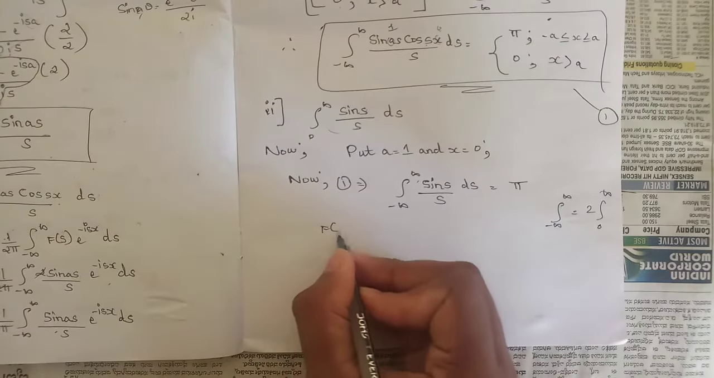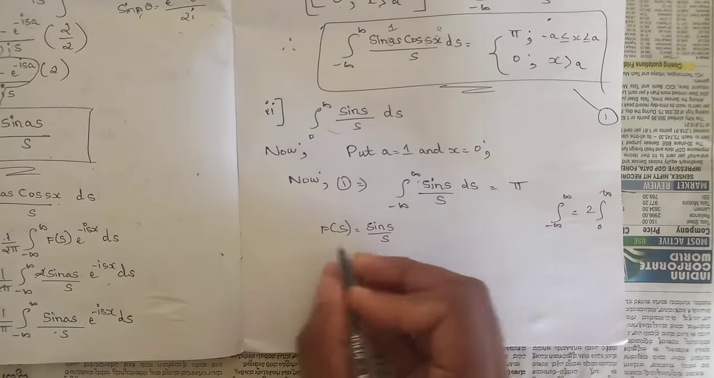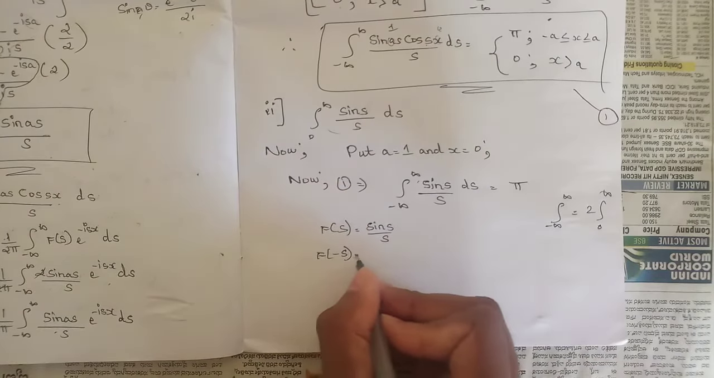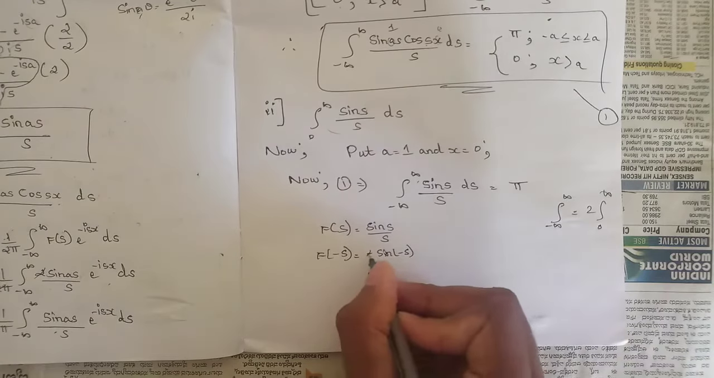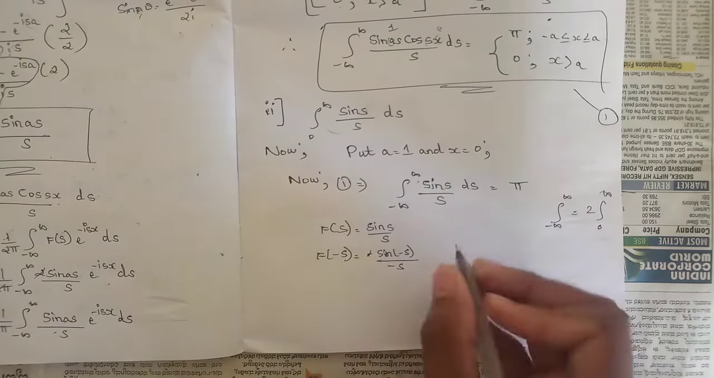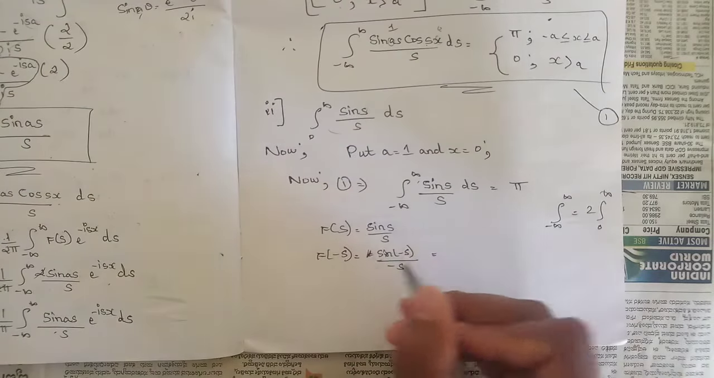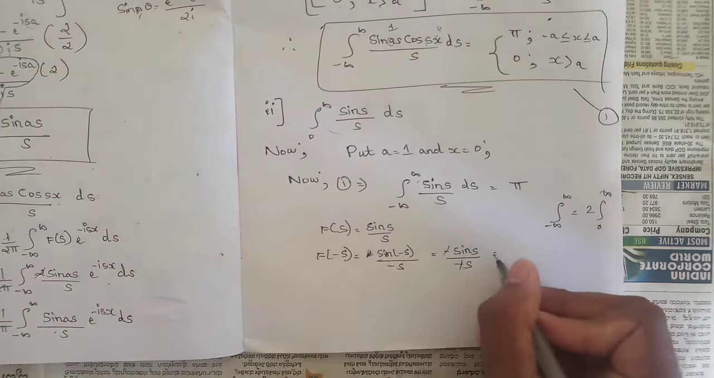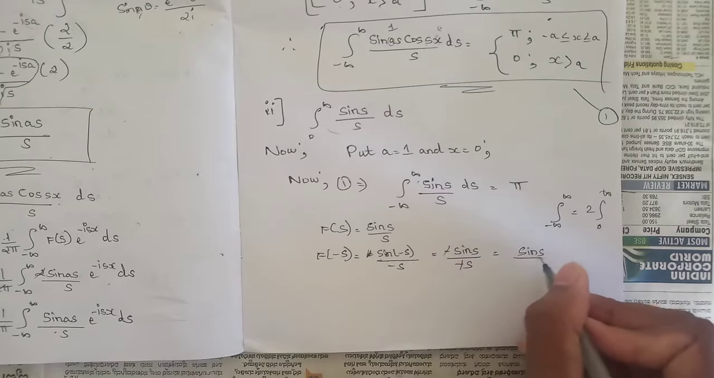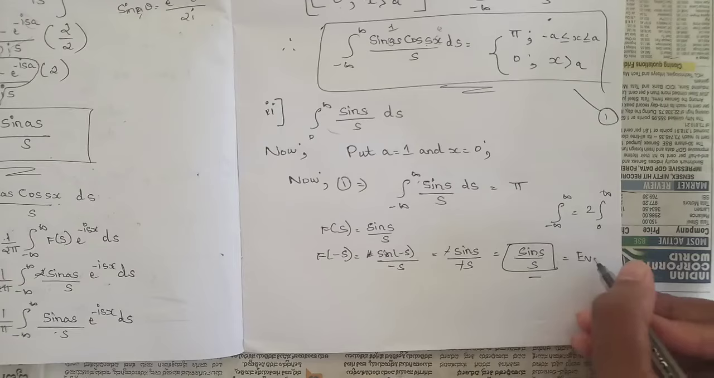So now f of s, consider it as we've solved it. Now consider f of minus s: sine of minus s divided by minus s. Sine of minus theta is equal to minus sine theta, so this is minus sine s by minus s. The minus signs cancel, so it is equal to sin s by s. It matches with f of s, so this is an even function.